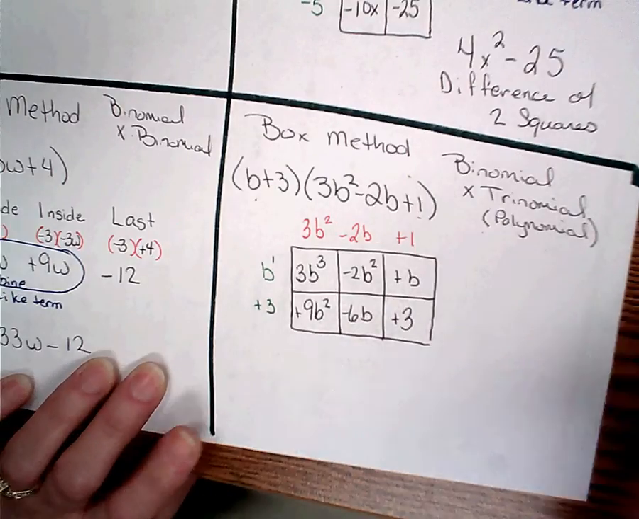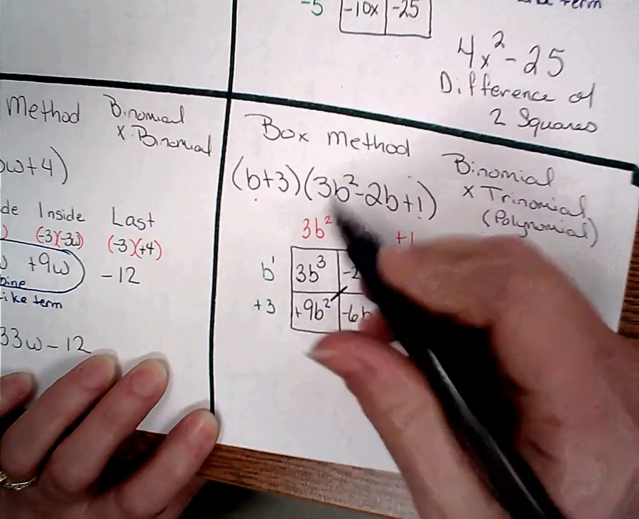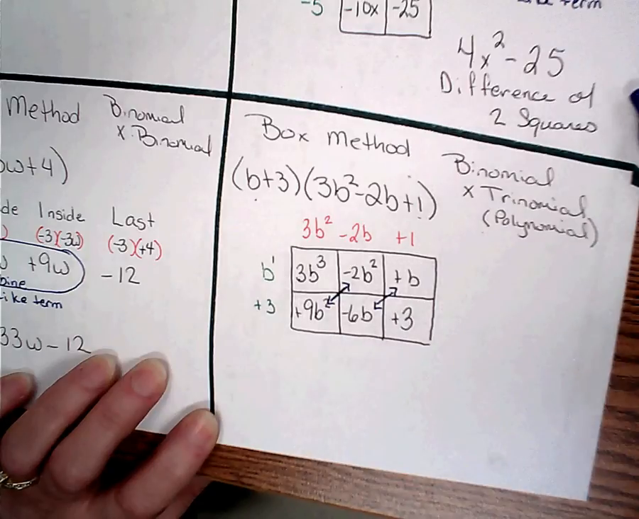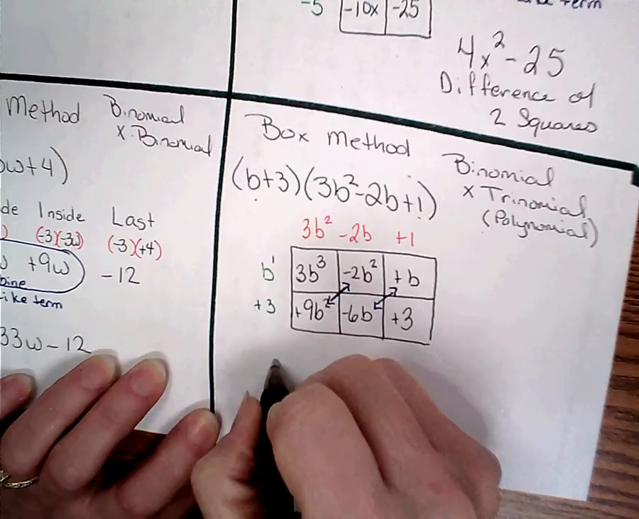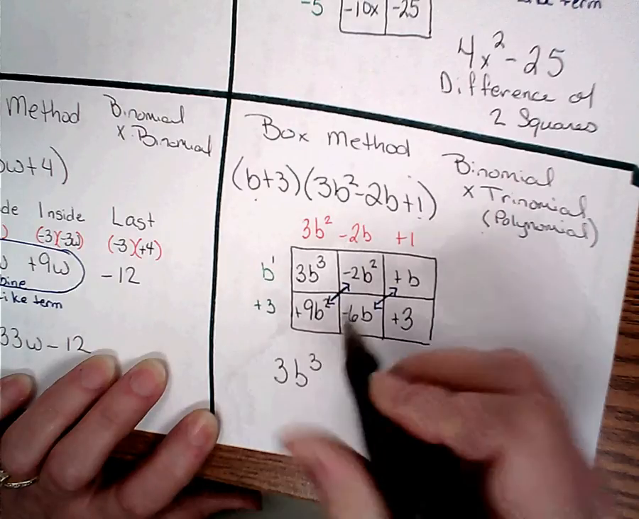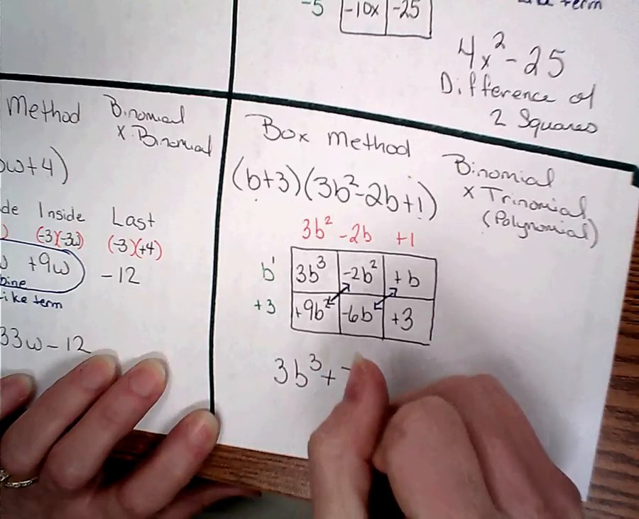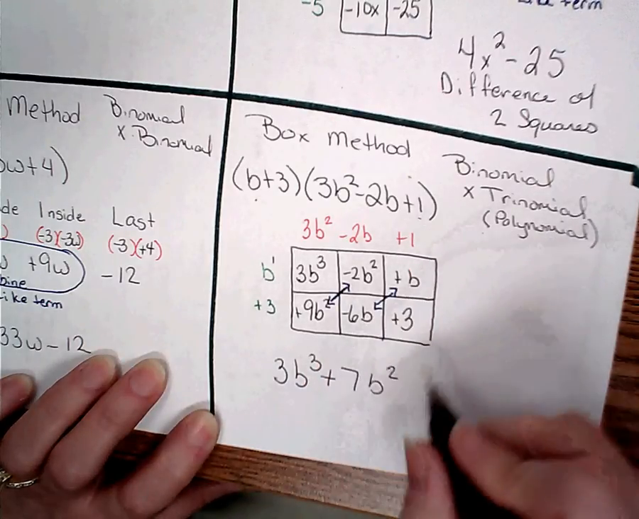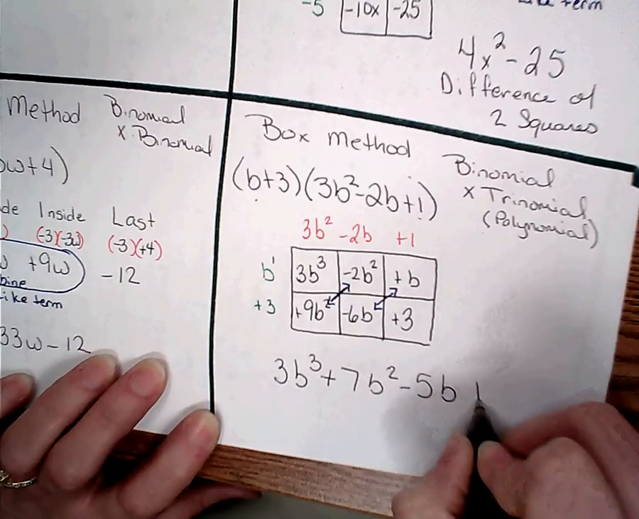Now, you can list out all 6, but I want you to notice right here is where we're going to have our like terms. They're always diagonal from each other if you've done this properly. So I can just finish this out by saying my answer is 3b to the third, 9 and negative 2 give me positive 7b squared, negative 6 and a positive 1b give me negative 5b, plus 3.